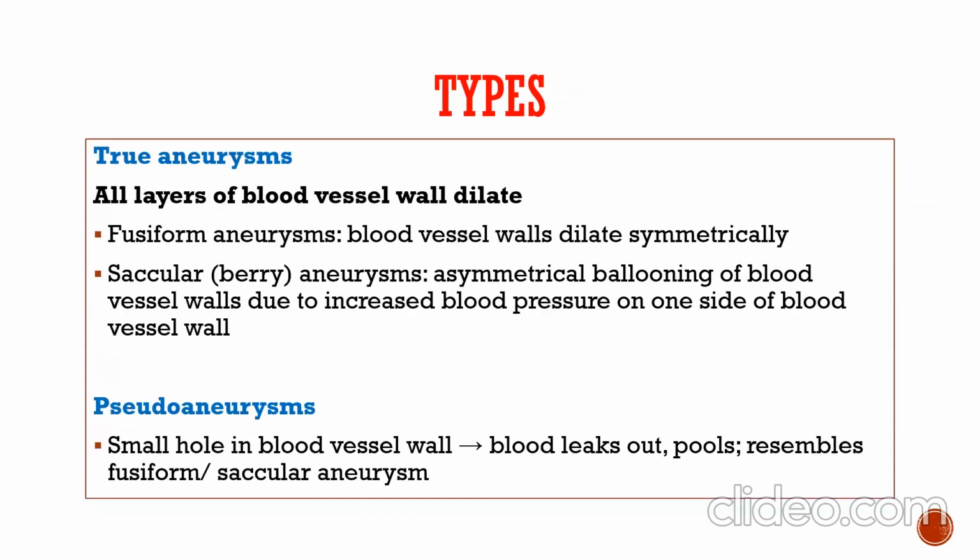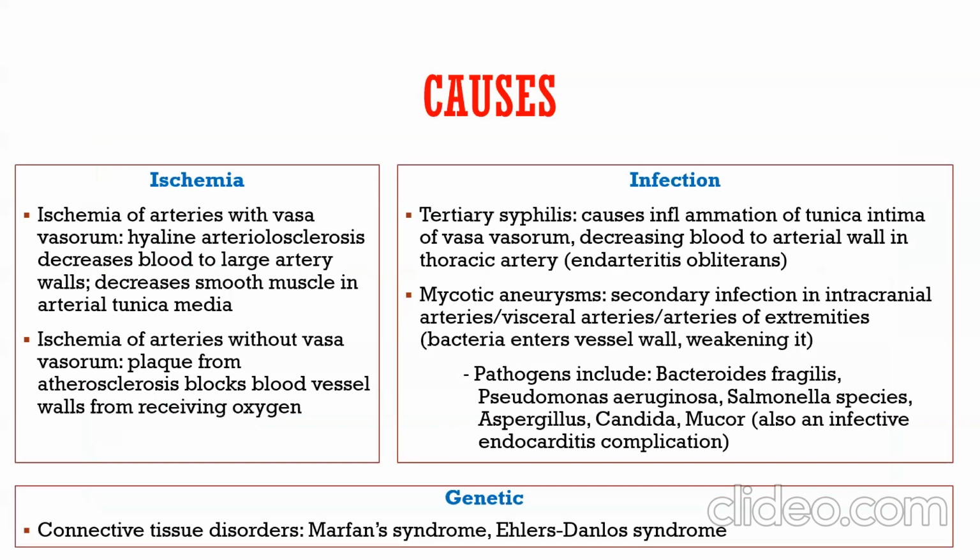True aneurysm: all layers of the blood vessel wall dilate. Fusiform aneurysm: the blood vessel wall dilates symmetrically. Saccular berry aneurysm: asymmetrical ballooning of the blood vessel wall due to increased blood pressure on one side of the wall. Pseudoaneurysm: a small hole in the blood vessel wall, more blood leaks out, and pus resembles a fusiform saccular aneurysm.